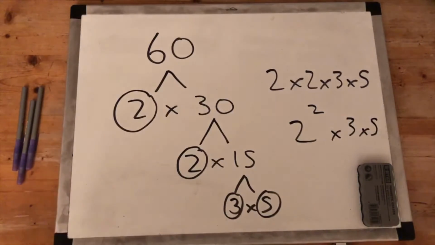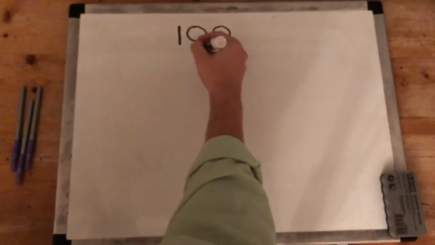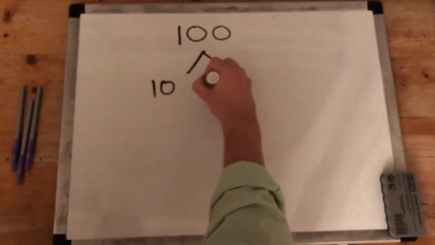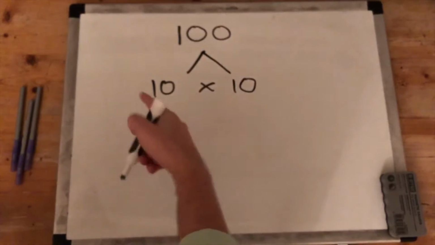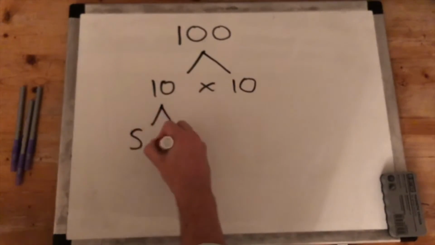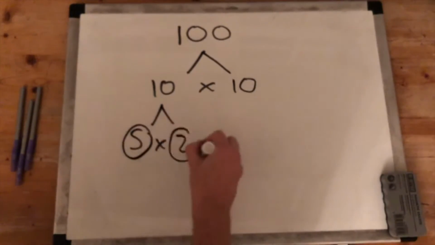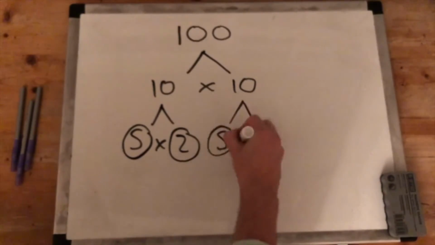Let's do another example now. How do we find the prime factors of 100? Well, we need two numbers that multiply to make 100. Let's do 10 times 10. Is 10 a prime number? No. So we keep going. 5 times 2. Is 5 a prime number? Yes, circle it. Is 2 a prime number? Yes, circle it.